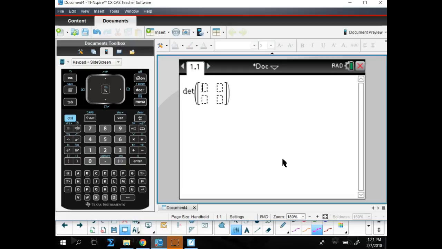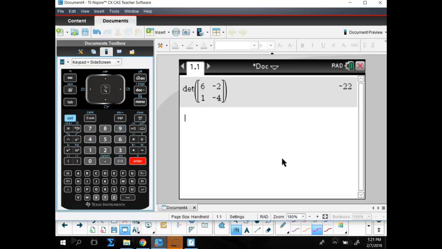Okay? Then using the tab key, because it's going to make your life go so much faster, you're going to type in the matrix as it's written. 6 tab negative 2 tab 1 tab negative 4. Okay? Then when you hit enter, you should get negative 22. Okay? So we can find the value of determinant using the calculator also.